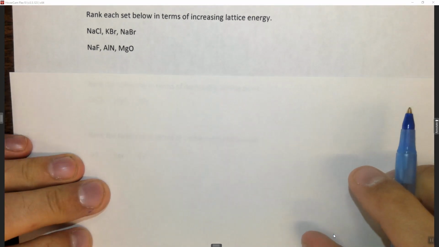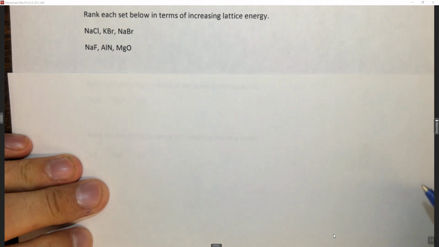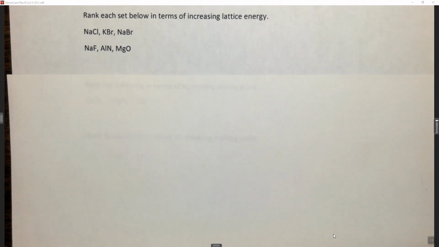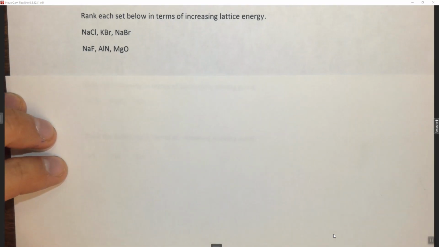Right, so in this example, we're asked to rank each set below in terms of increasing lattice energy. Lattice energy can be thought of as the energy that holds these ionic compounds together. As you probably know, ionic compounds have very high melting and boiling points. If you think of NaCl, which is table salt, you can't boil that, right?